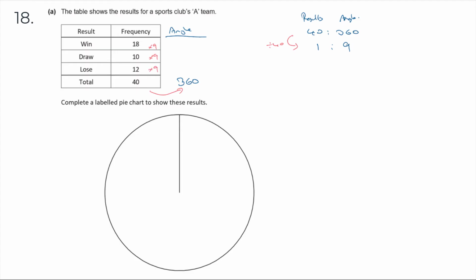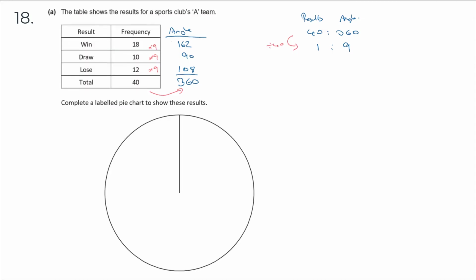to find the angle. Okay, so what is 18 times 9? 18 times 9, that comes to 162. 10 times 9 is 90. 12 times 9, that is, well, it's 108, isn't it? And you should notice that they actually all add up to 360 as expected. Okay, so now it's just a matter of drawing those angles on the pie chart.